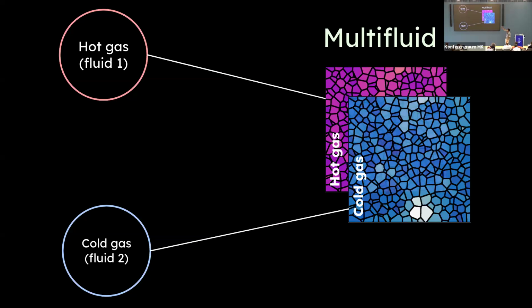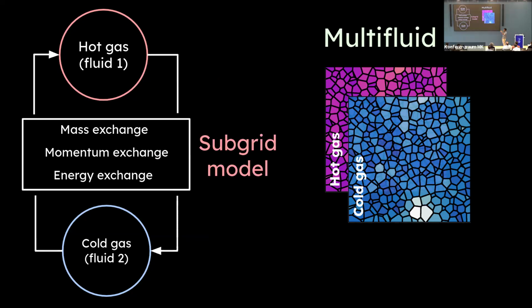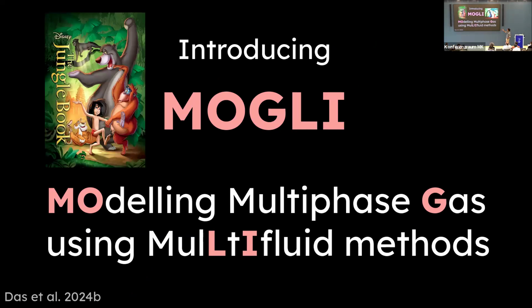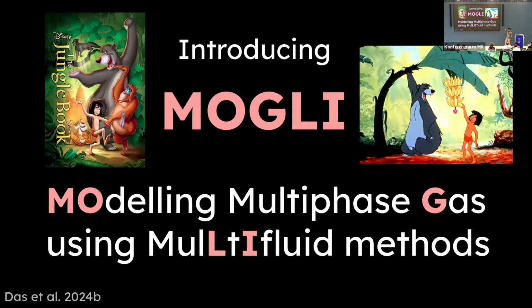So we have the hot gas as one fluid, the cold gas as another, and there would be interactions between these two. So the subgrid model is what is giving the mass, momentum, and energy exchange between these two fluids. And that's what we did. So I would like to introduce our subgrid model, Mowgli. It's referring, for people who may not know, to this character in Jungle Book, which is pretty popular when I was a kid.